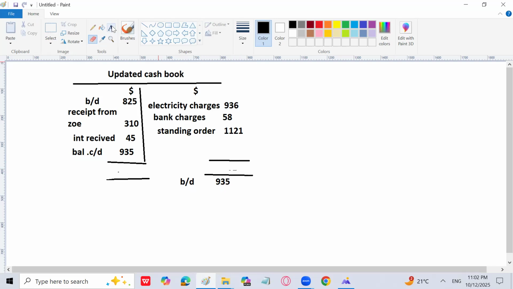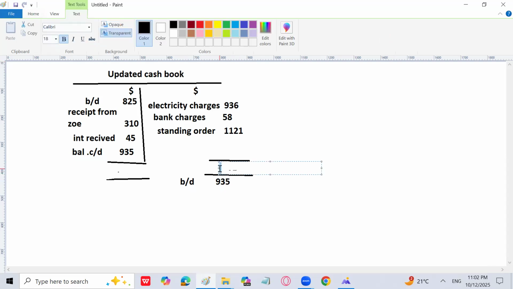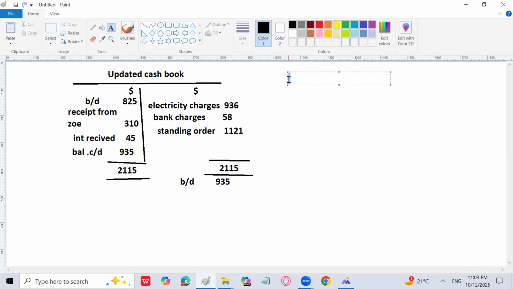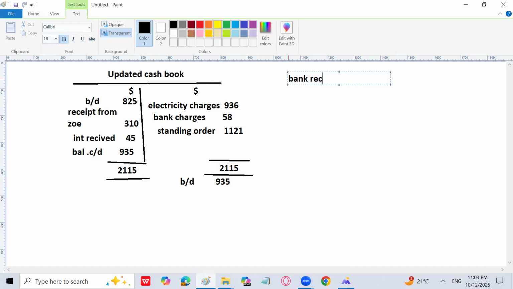So the total is 2115. Here also, the credit side is heavier. I will write the total on the debit side, and that's it. Now I'm going to prepare the bank reconciliation statement, which I'm going to start from the bank statement balance.